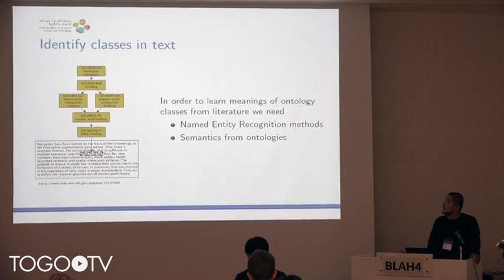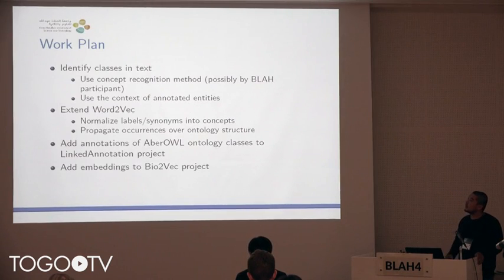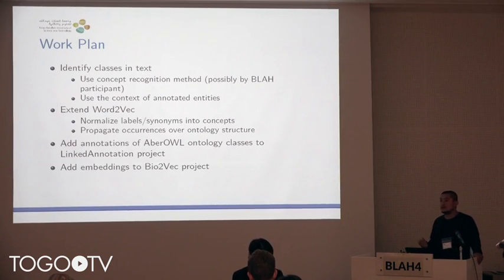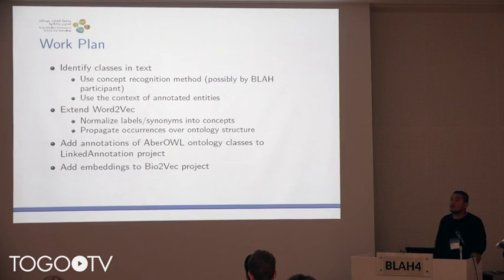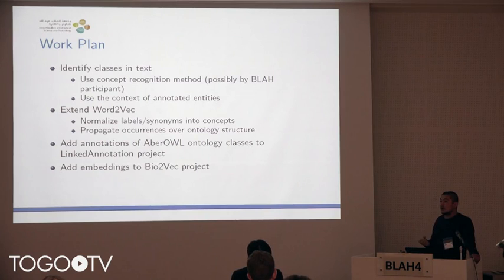And here our work plan is to first identify these classes in the text, then propagate their occurrences to the class superclasses, and generate distributed representations for the classes. So what we mean by the meanings is the distributed representations. Then we can use these distributed representations, for example with Word2vec, to find similar entities to these classes. Or based on the abstracts, we can find new annotations.